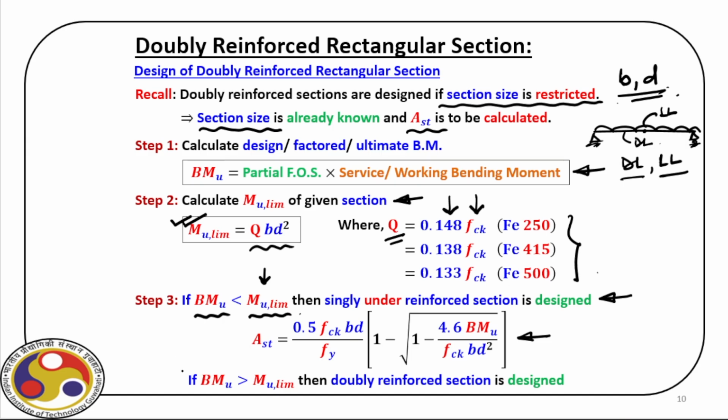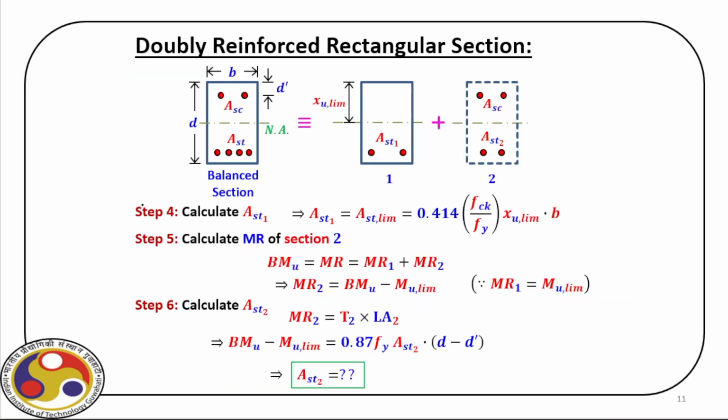But because we are going for a doubly reinforced section, obviously the external demand is more than the limiting value, and that's the reason we have to provide additional steel in the compression zone, and hence we get this doubly reinforced section. Now, for that, first we calculate AST1. And how do we calculate AST1? Of course, the first part is the limiting case. So AST1 is nothing but AST limit, and for that we have already derived this formula earlier.